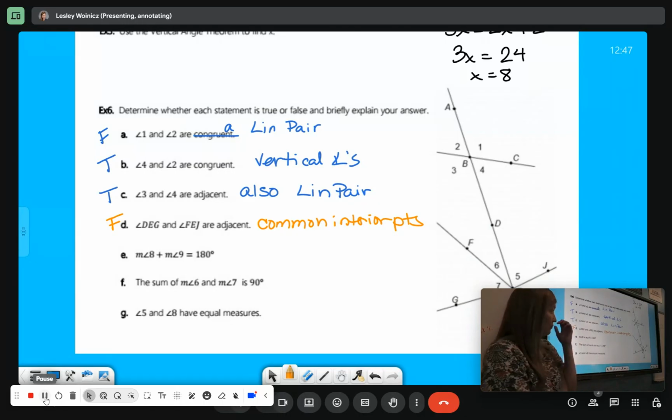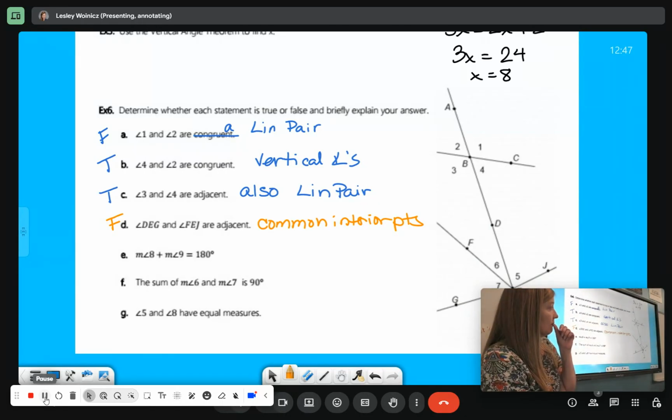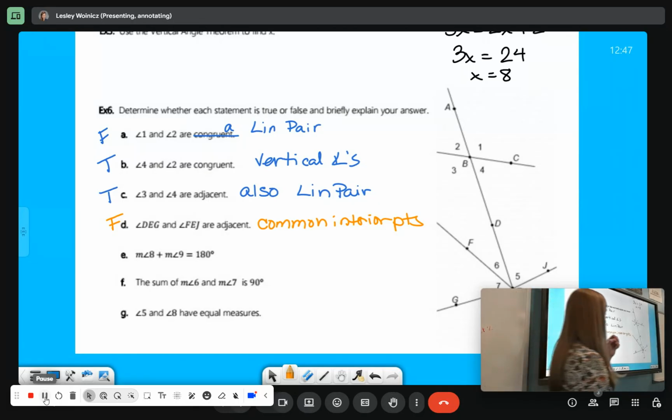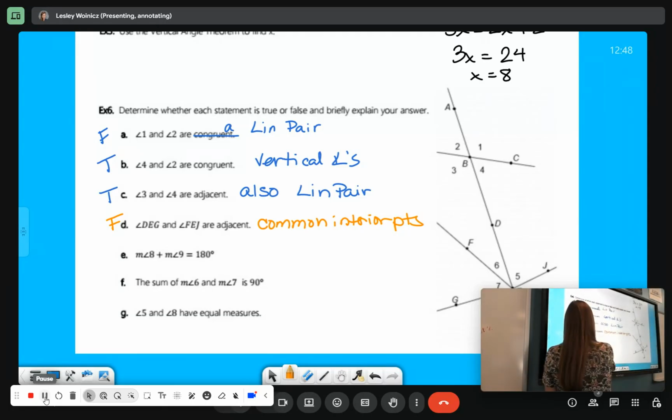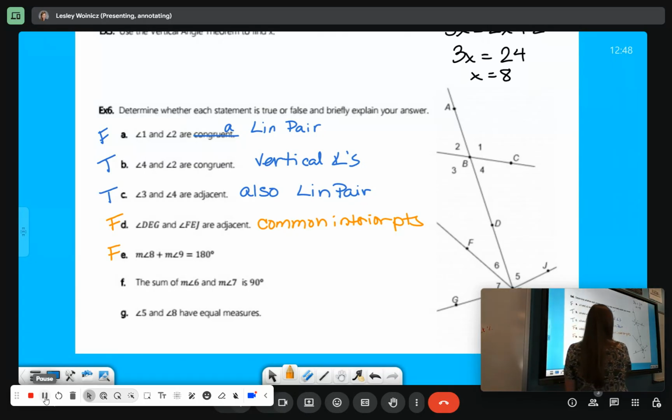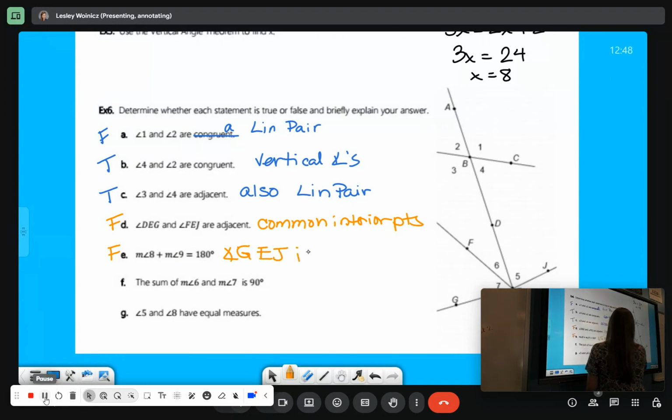Okay? Oh, this one's mean. It's false. If you look at GEJ, that's not exactly a straight angle, is it? So that's false. Angle GEJ is not straight.